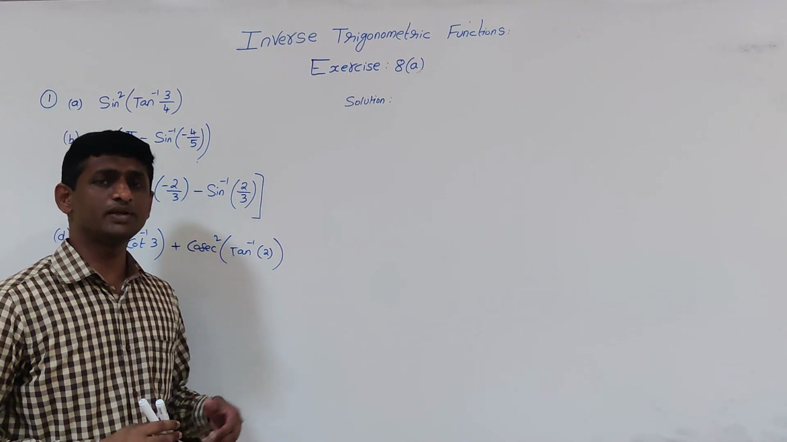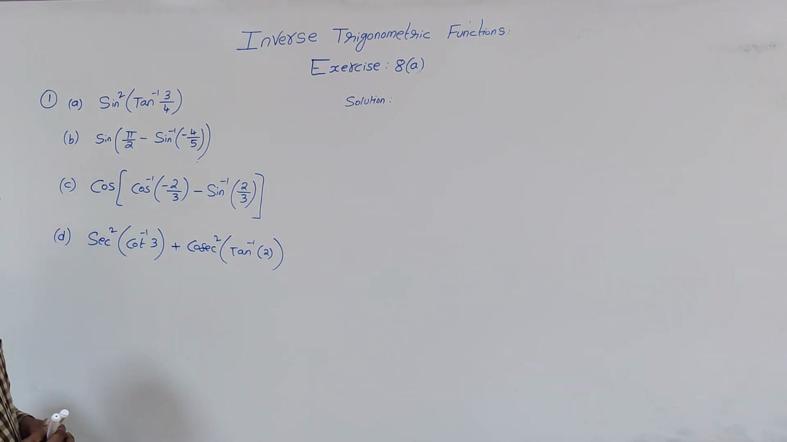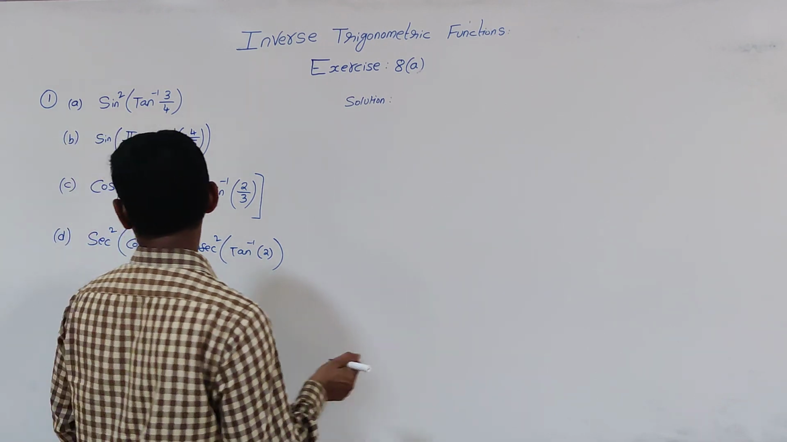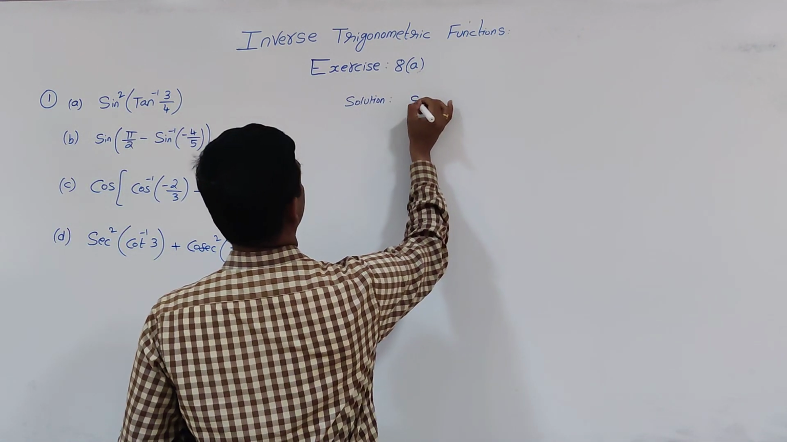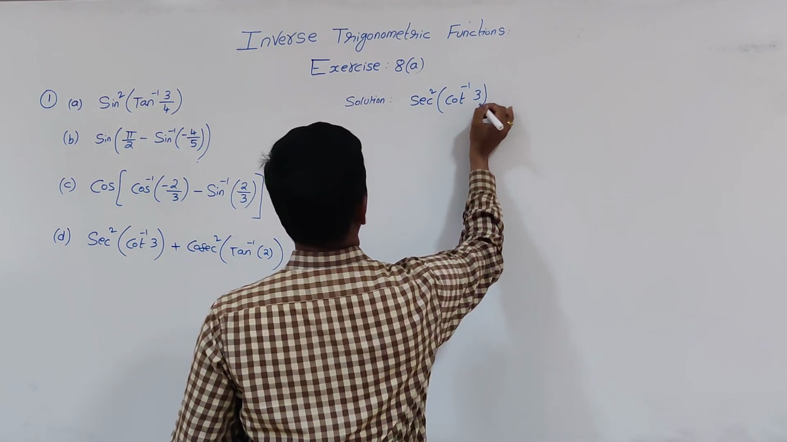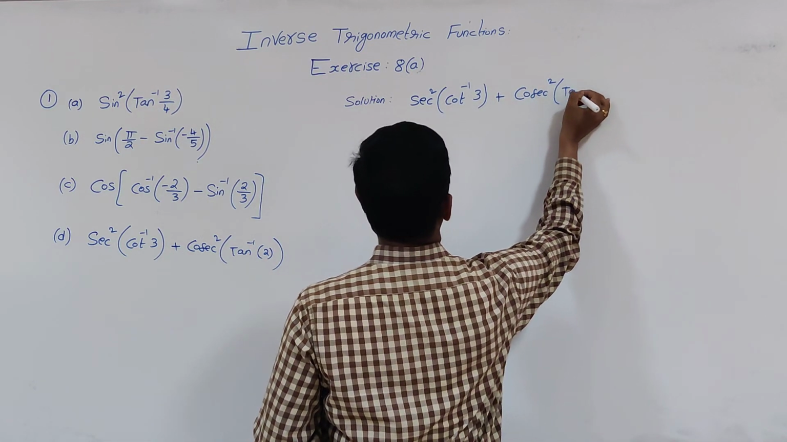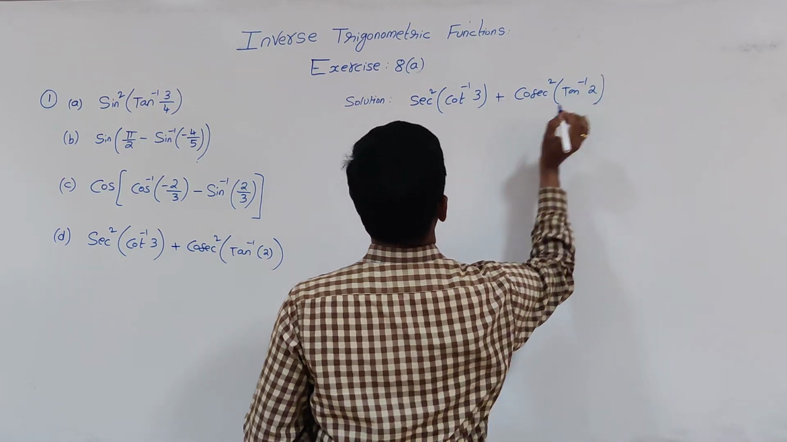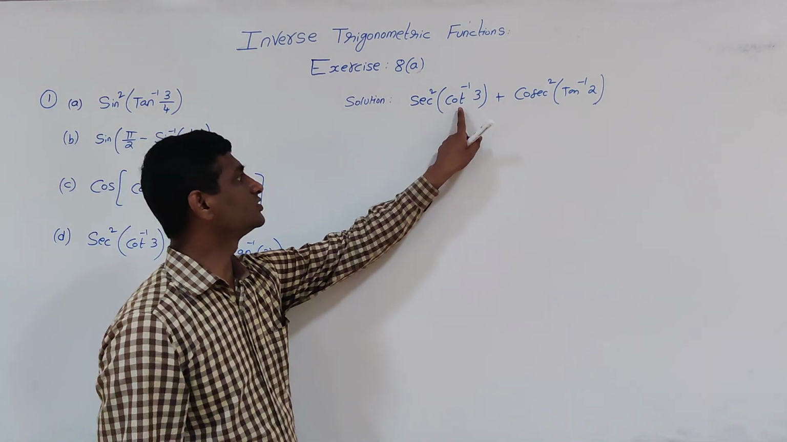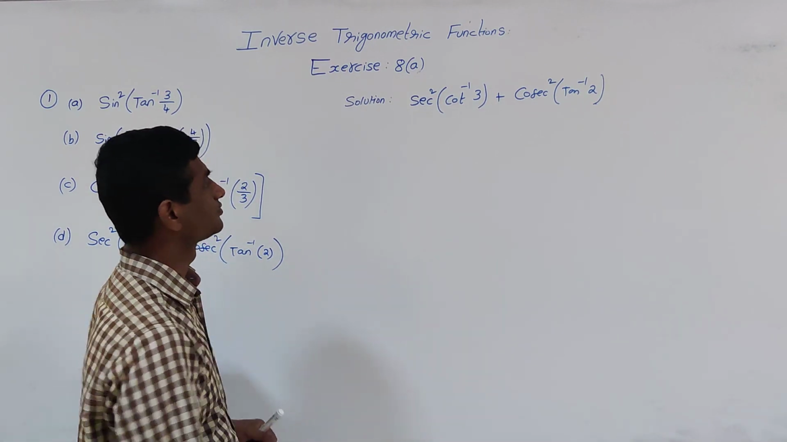Next we'll go for the fourth bit. Solve secant square of cot inverse of 3 plus cosecant square of tan inverse of 2. We'll see what will be the value. As we are going for inverse trigonometry functions, let us assume that cot inverse of 3 is some angle and tan inverse of 2 is another angle.